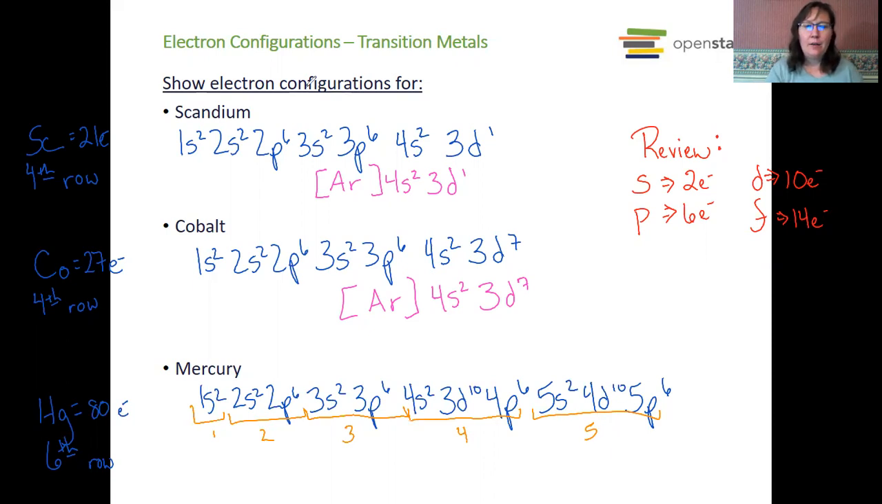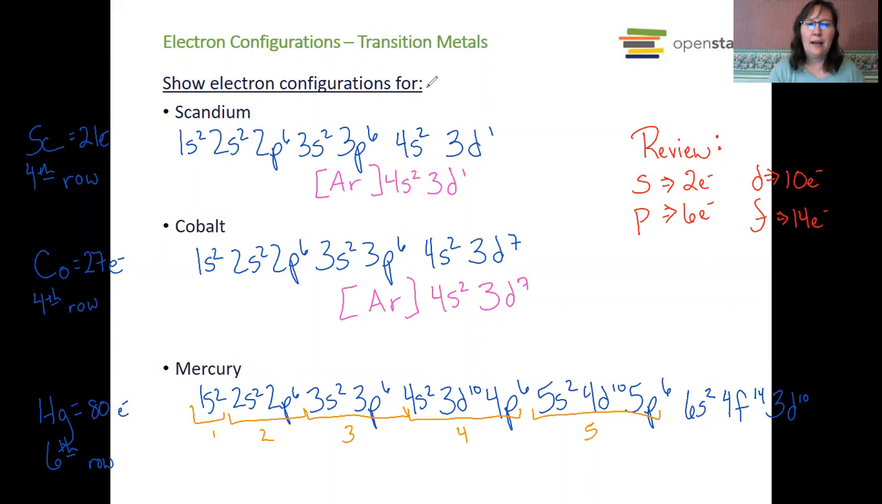All right. Now here we are in our 6th row, and that starts with 6s2. And then mercury is the very last one in there, but oh, I can't forget 57 to 70 are our lanthanides. Oh my goodness. So instead of 6s2, that drops all the way down to 4f14. And then I have 10 in my D block, and I'll have 3d10.